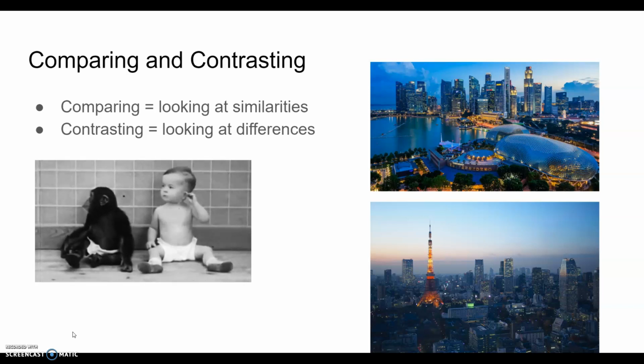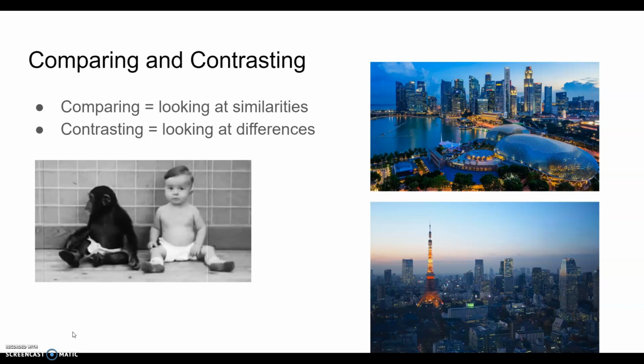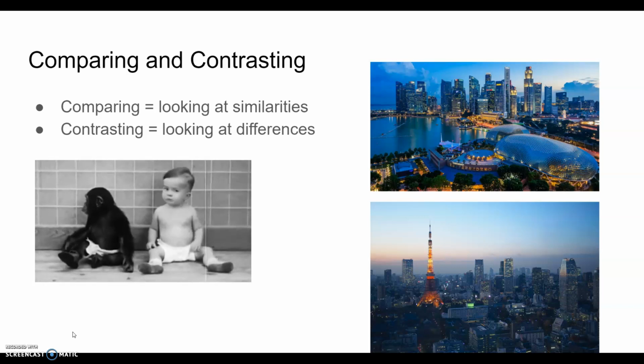For example, we might use comparing and contrasting to make very simple decisions, such as deciding what we want to eat for dinner, or deciding what to watch on TV. We can also use comparing and contrasting in college. For example, we might be asked to compare or contrast chimpanzee babies and human babies. Or we might be asked to contrast the characteristics of two major cities.